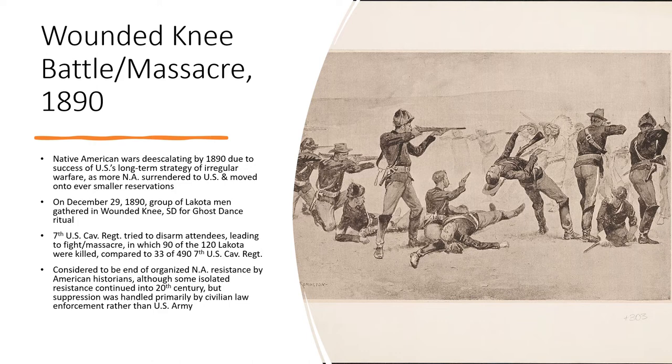We don't have time to discuss them here. The 7th U.S. Cavalry Regiment tried to disarm the attendees, leading to a fight that turned into a massacre in which 90 of the 120 Lakota attendees were killed, compared to about 33 of the 497th U.S. Cavalry Regiment. The 7th Cavalry being the same unit that was involved in Custer's defeat at Little Bighorn. Obviously, different soldiers. You know, this is over 10 years later.